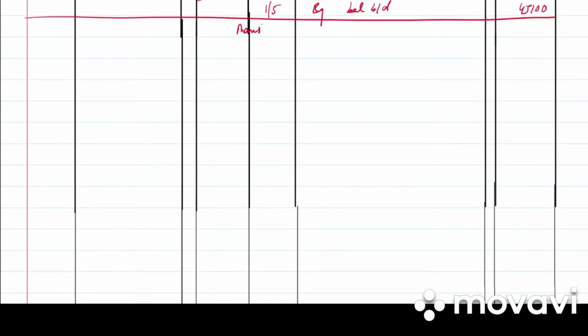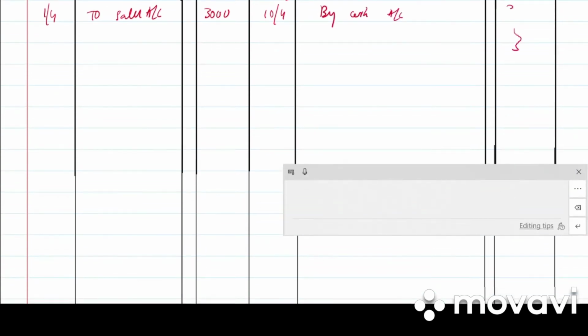Next we have Manish account. On 1st April to sales account 3,000. On 10th April by cash account 3,000. So it is equal total, no need to balance it.